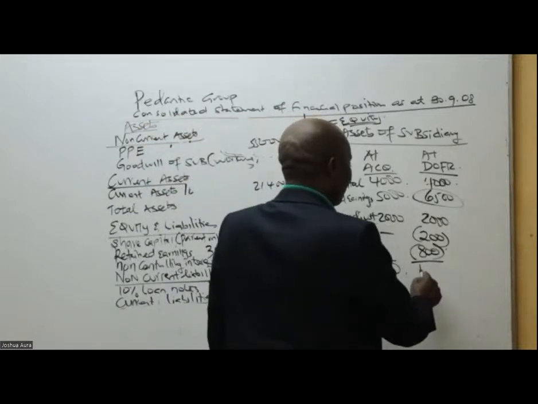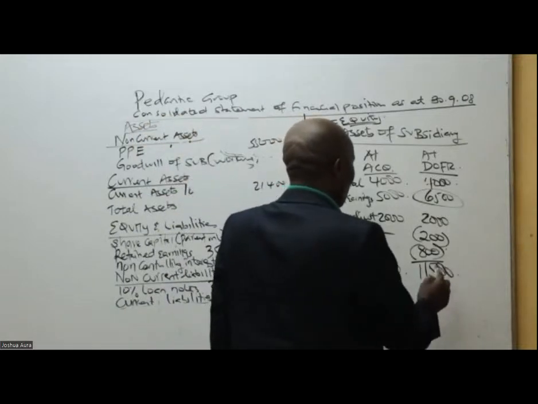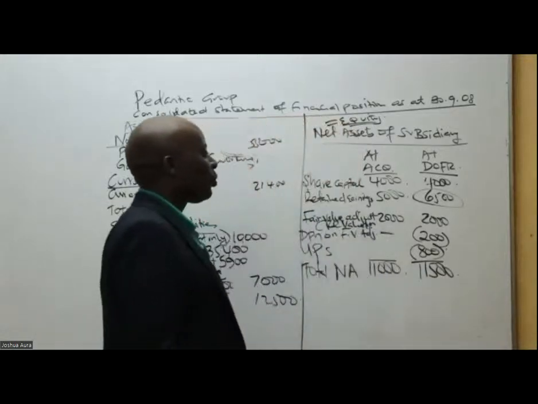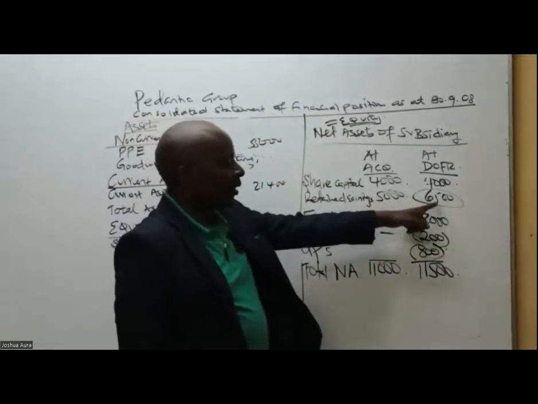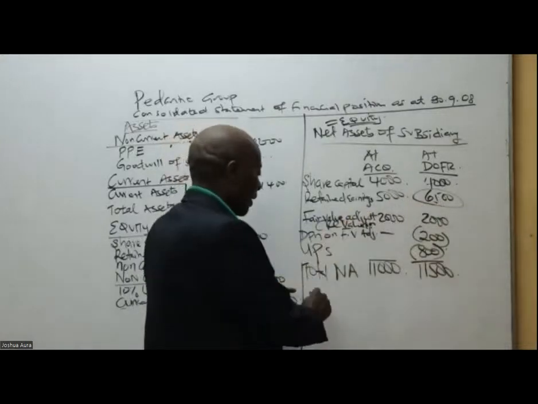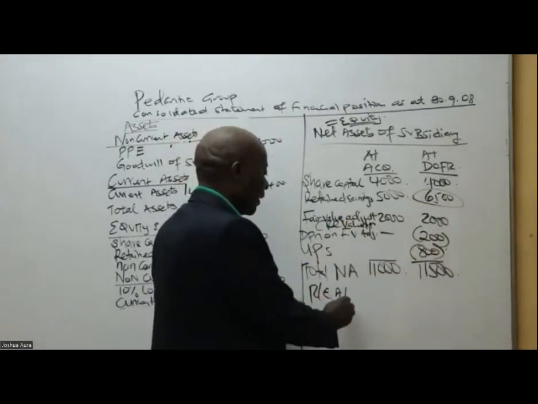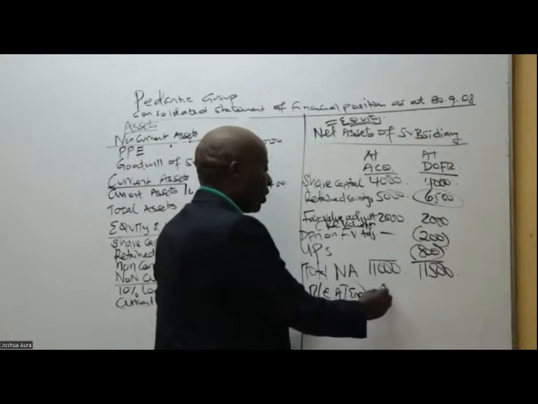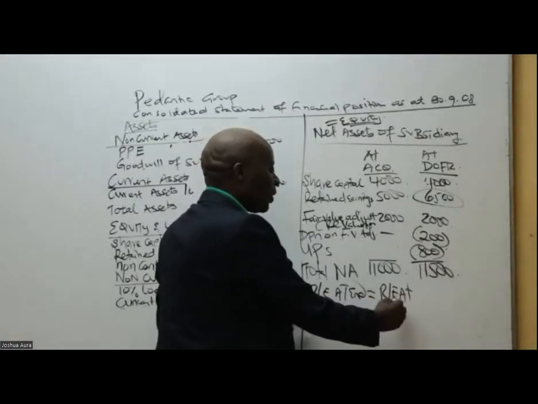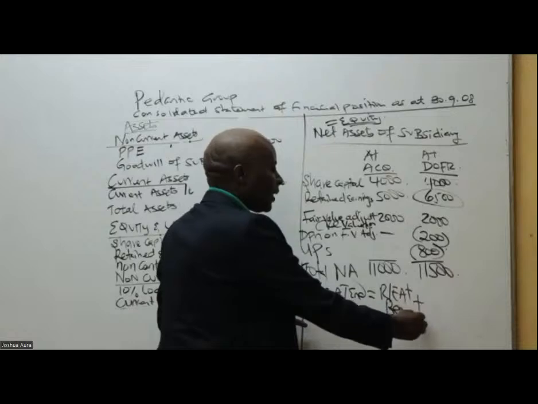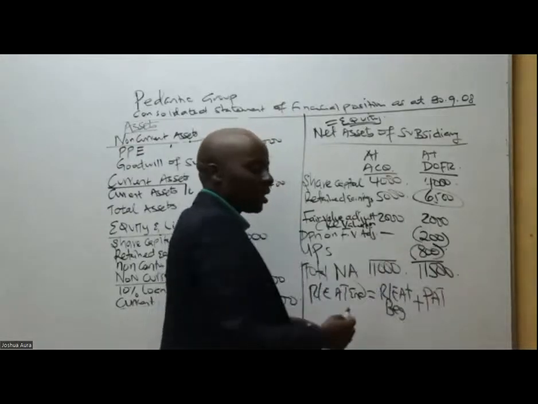11,500. And then now Susan wants me to repeat the concept of retained earnings at the end. Retained earnings at the end equals who? Retained earnings at the beginning, where we started from, plus any profit after tax.